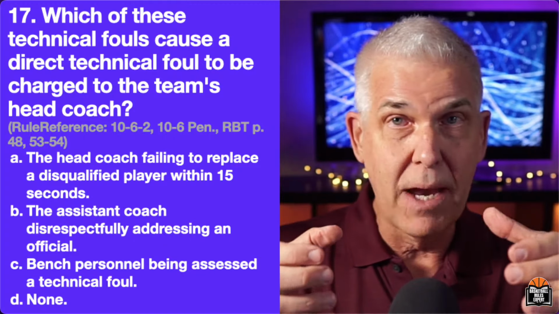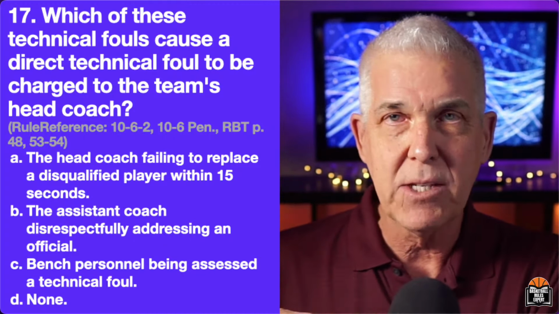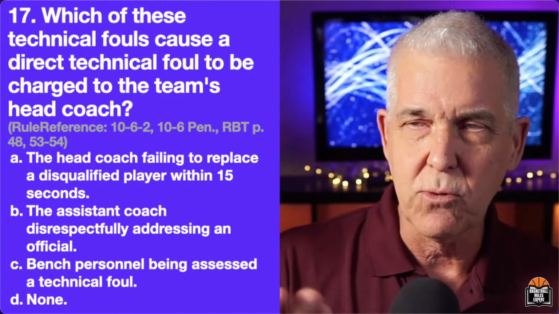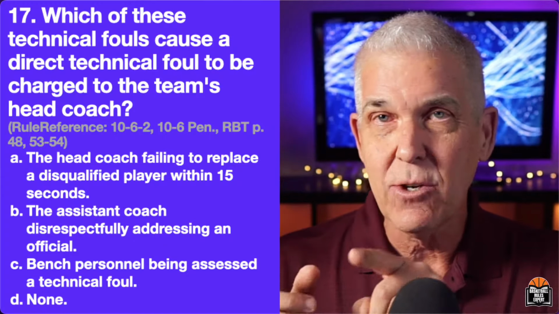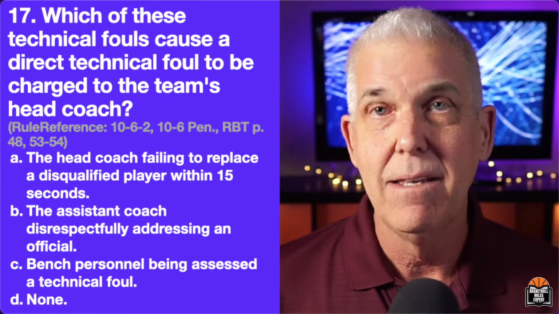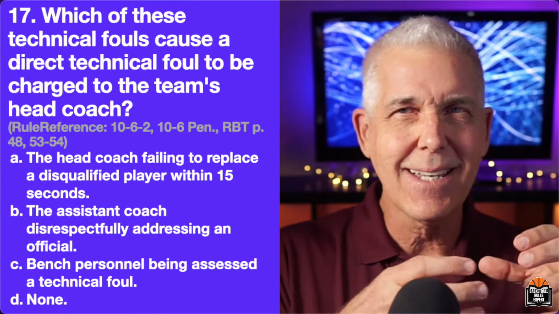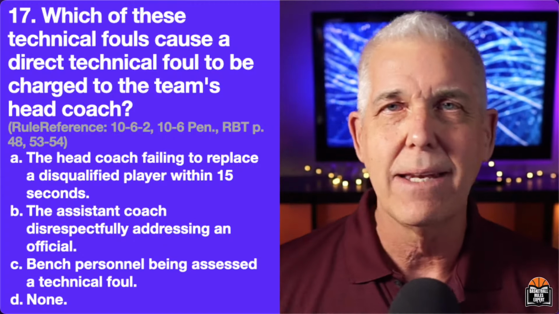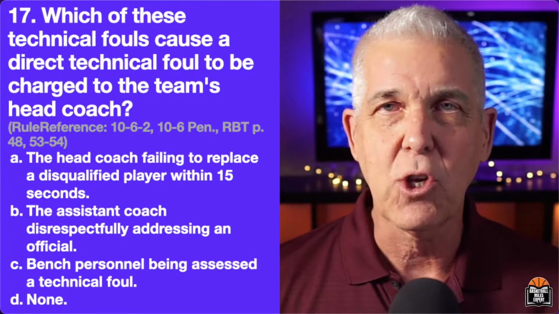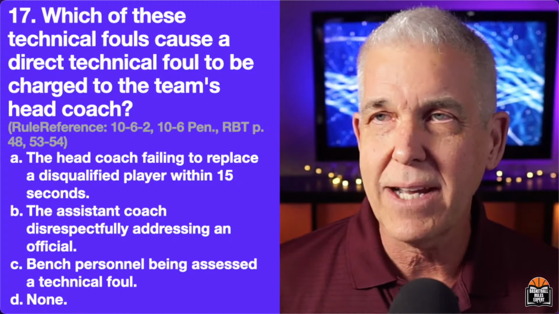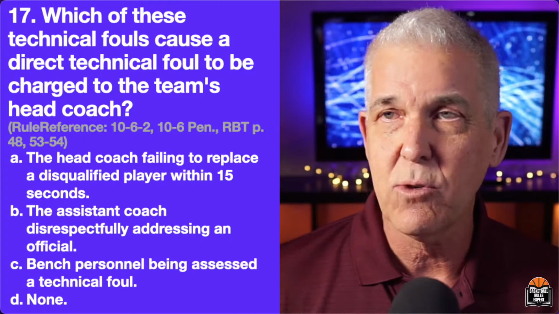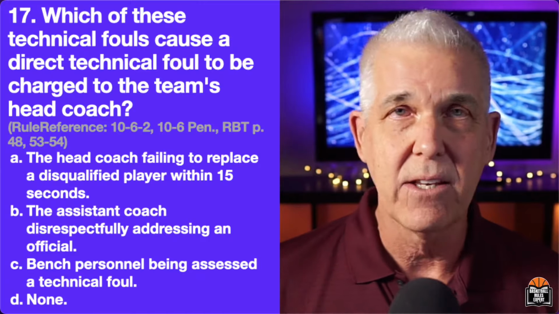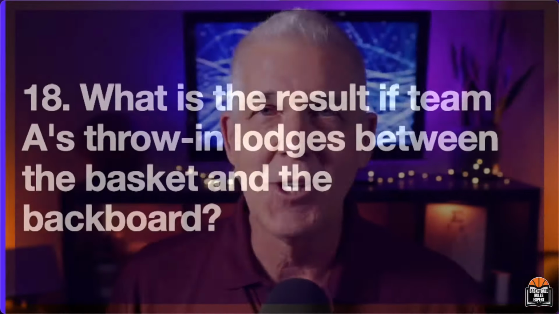We also know that a head coach by rule is responsible for the behavior of bench personnel. If bench personnel receives a technical foul by rule, we can just review that here real quick, then there is an indirect technical foul assigned to the head coach. This is just an assignation, though. It's not an actual technical foul on the coach. It just carries some weight when it comes to possible disqualification for cumulative effects. So our correct answer here, though, is A. The head coach failing to replace a disqualified player within 15 seconds is a direct technical foul on the head coach. And we're moving on to question 18.